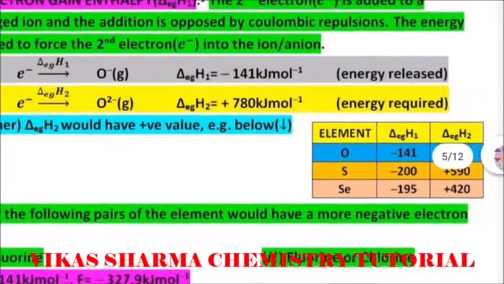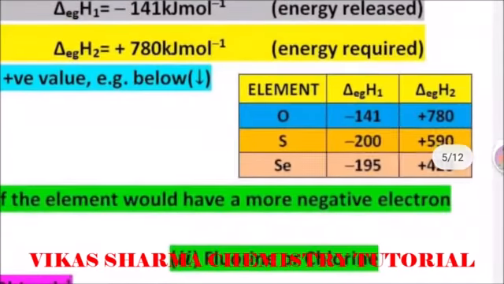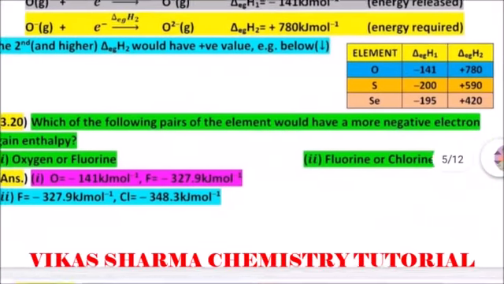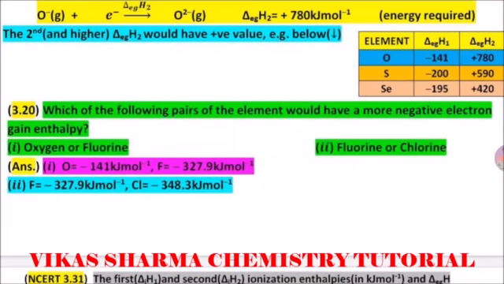Below are some examples of that. Oxygen: delta EgH1 minus 141, delta EgH2 780 kilojoule per mole. Sulfur shows minus 200 and its delta EgH2 is 590. Selenium has minus 195 and its delta EgH2 is plus 420. Some numericals or NCERT problems are based on this portion.